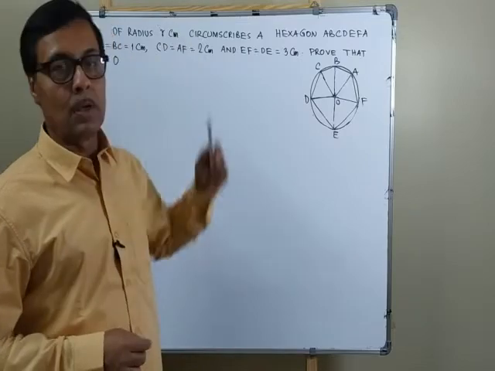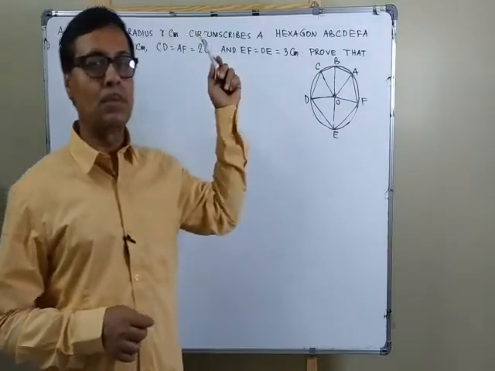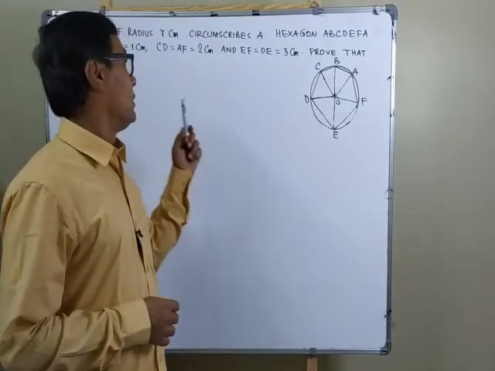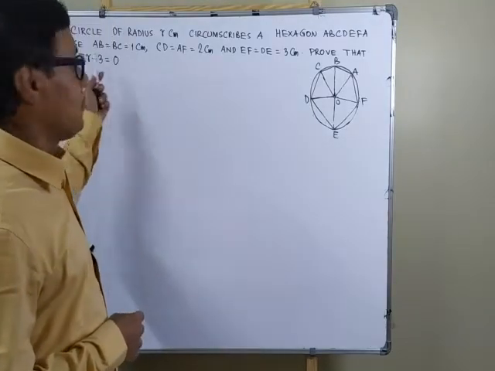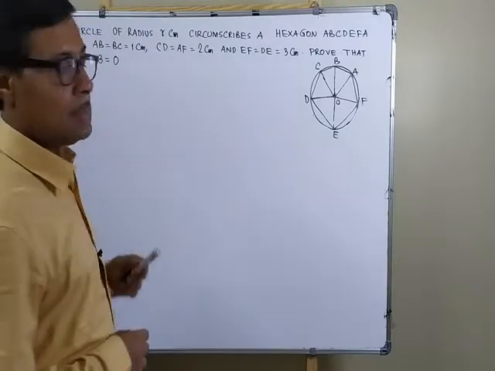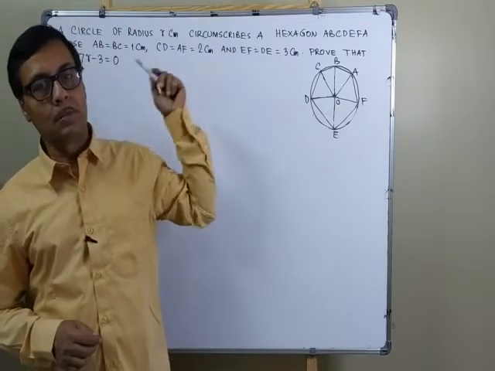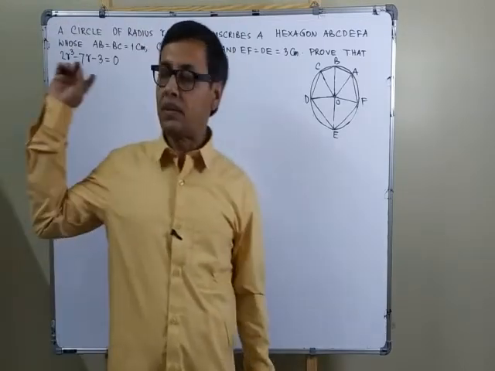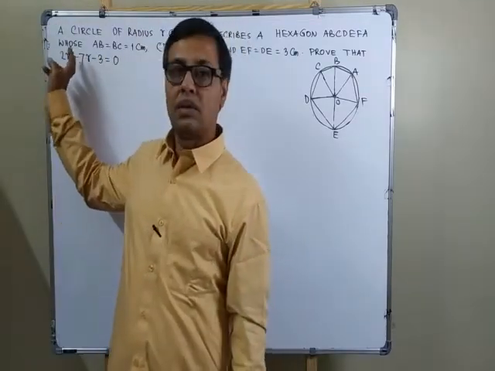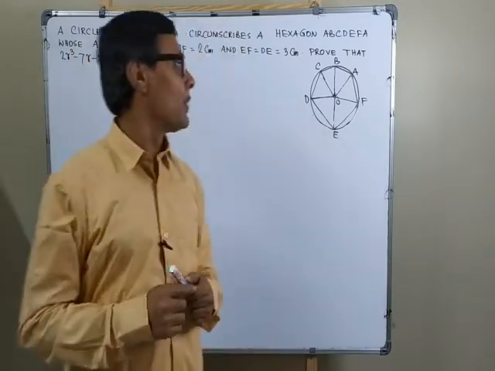that is, the radius of the circle which circumscribes the hexagon satisfies a cubic equation. This cubic equation is 2r cube minus 7r minus 3 equal to 0.